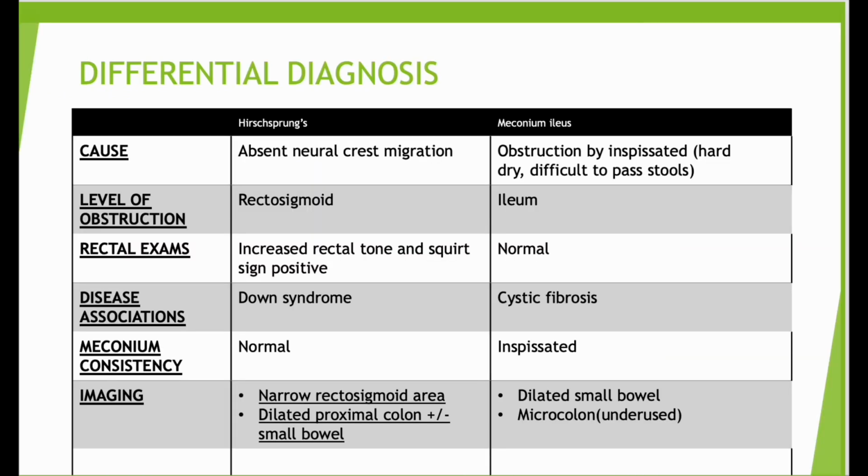Now it's important to know the differential diagnosis because meconium ileus and Hirschsprung's disease could have certain similarities. So let's discuss it. Hirschsprung's disease is caused by absent neural crest cell migration, but meconium ileus is usually due to obstruction by inspissated stools. This refers to hard, dry, difficult to pass stools. So it's important to note this difference. Hirschsprung's is caused by absent neural crest migration. Meconium ileus is due to obstruction by inspissated stools, that's hard, dry, difficult to pass stools.